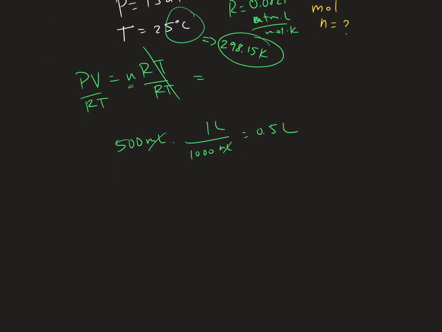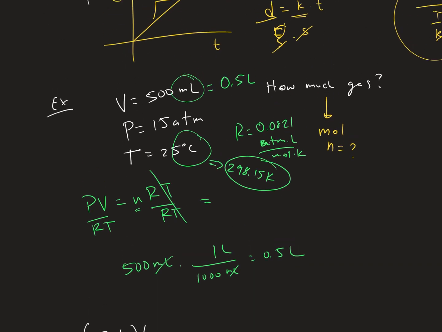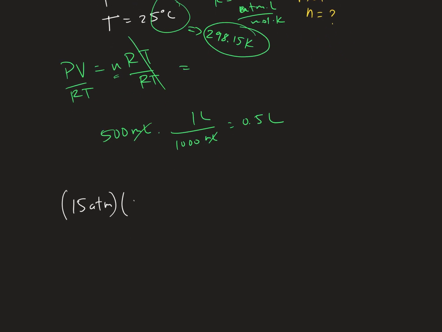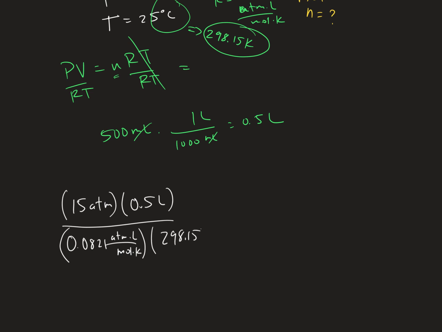Now we can use our equation. So we've got PV, pressure is 15 atm. Volume is 0.5 liters. R is 0.0821 atm liters per mole Kelvin. And our temperature is 298.15 Kelvin.